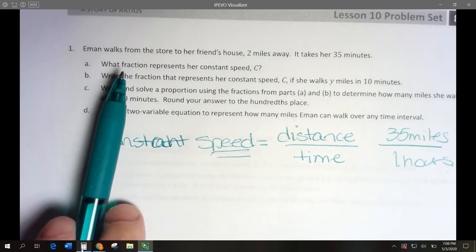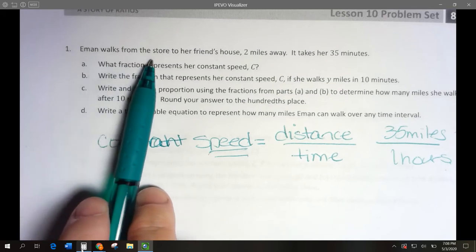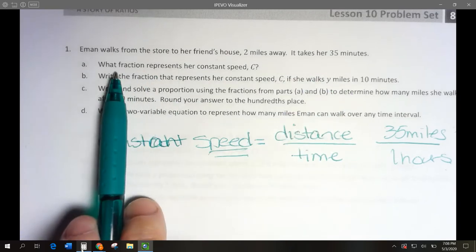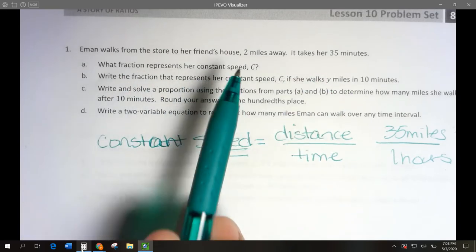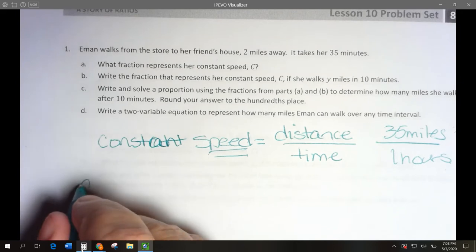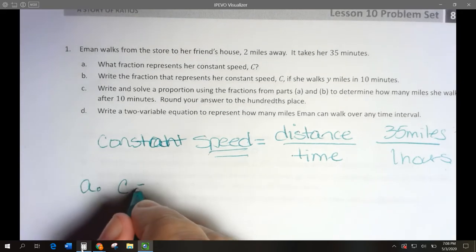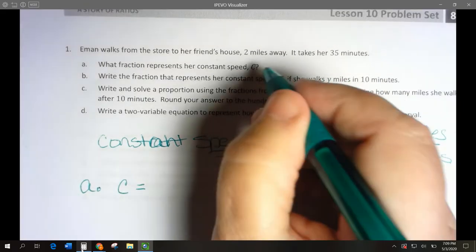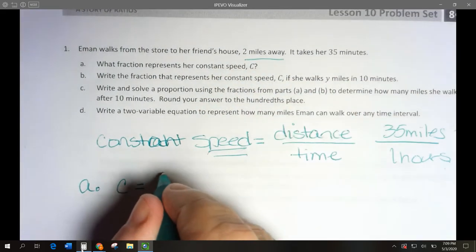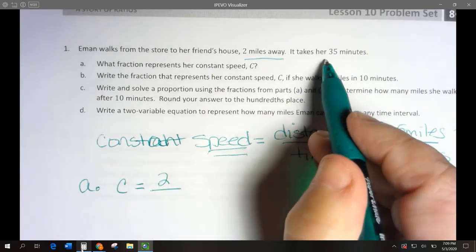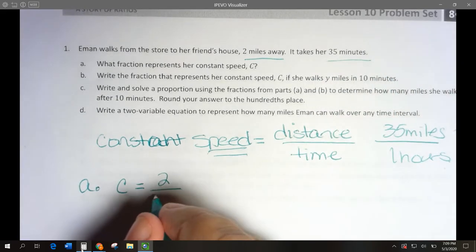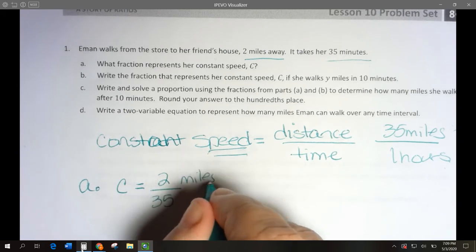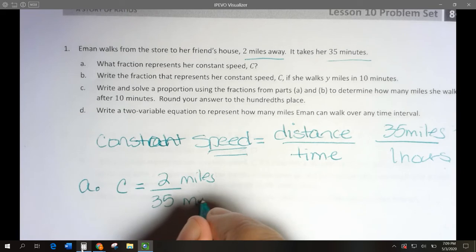So if we look at problem number 1, Iman walked from the store to her friend's house 2 miles away, and it takes her 35 minutes. What fraction represents her constant speed? So for part A, her constant speed, C, is going to be her distance, which is 2 miles, divided by her time, which is 35 minutes. So 2 miles over 35 minutes.